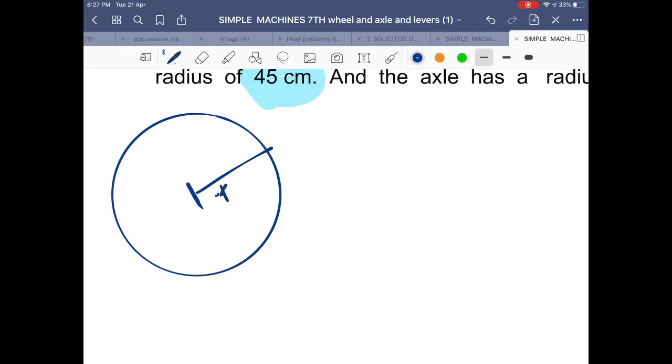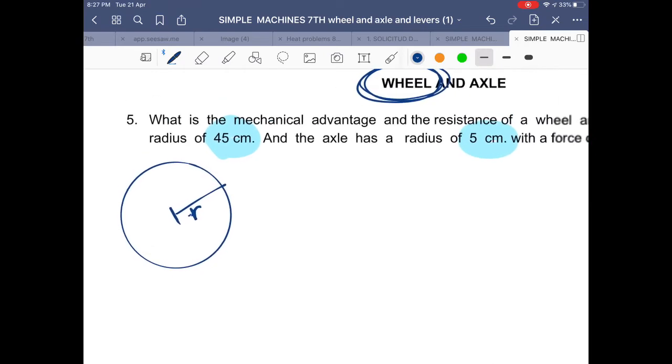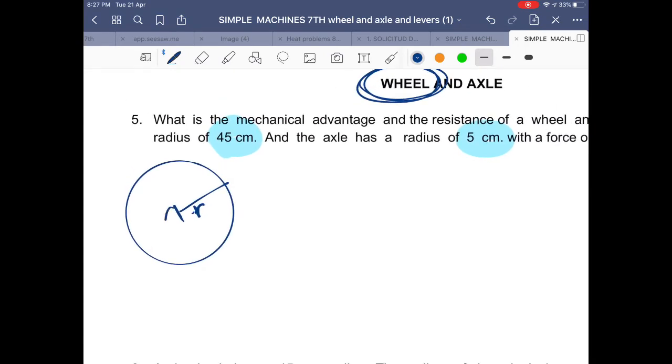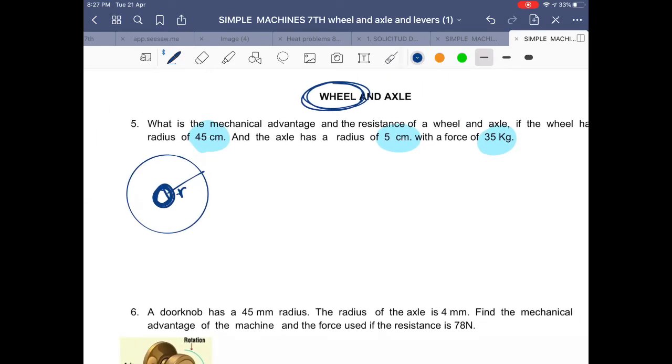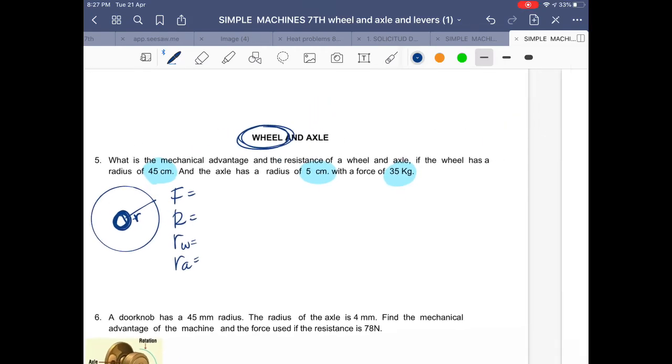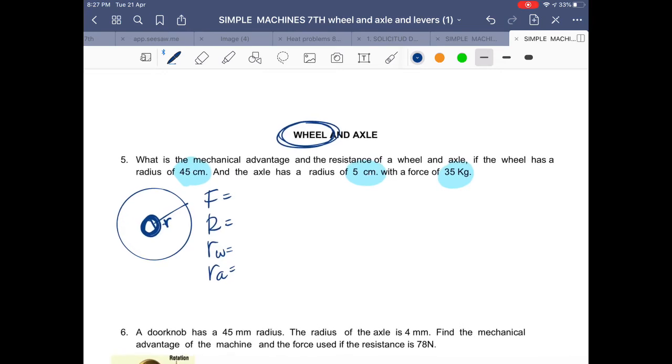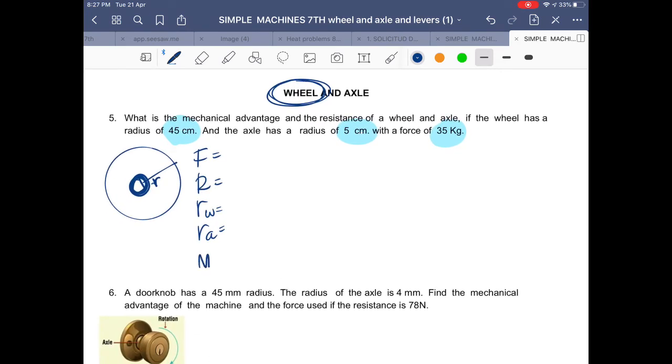Okay? Lowercase r, I'll put. And the axle is a small one. It's in the middle. Okay? So, like all of our simple machines problems, we have force and resistance, radius of the wheel, and radius of the axle. This is the variation. And they're also asking me for mechanical advantage.